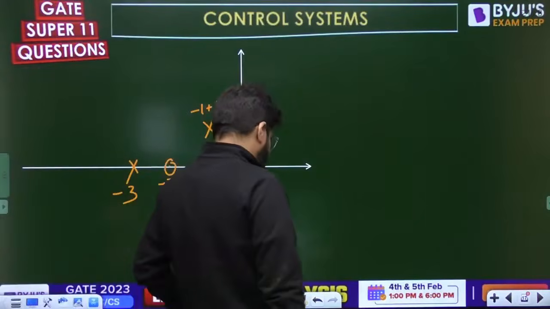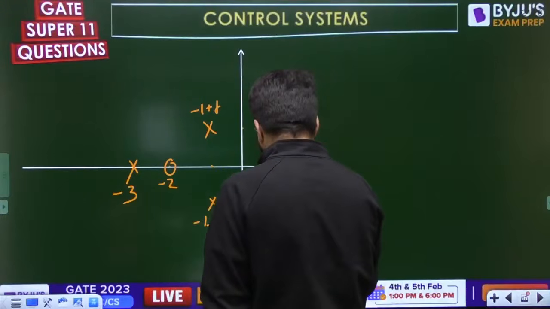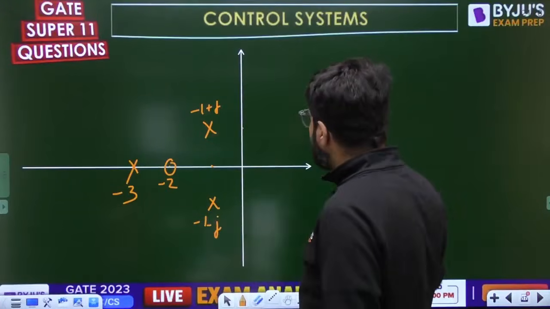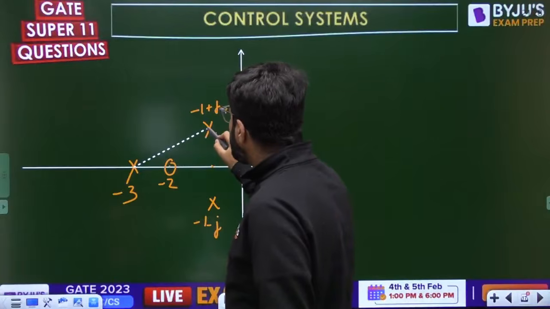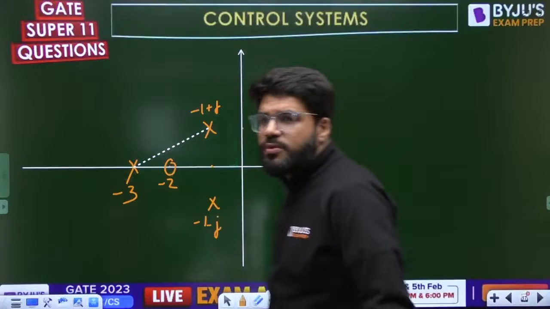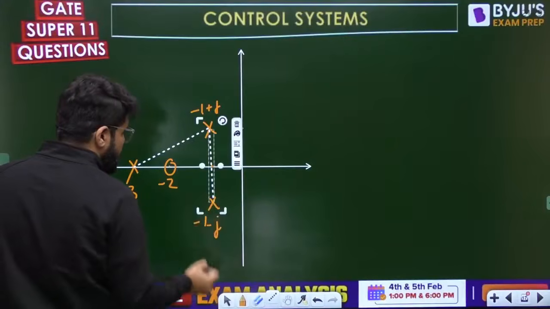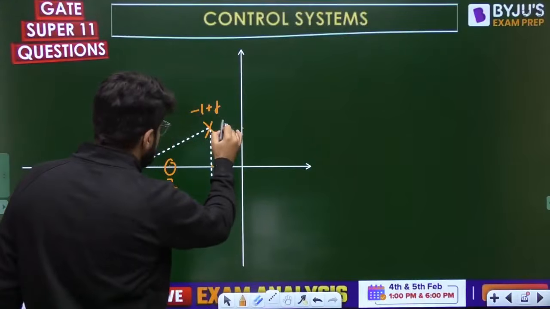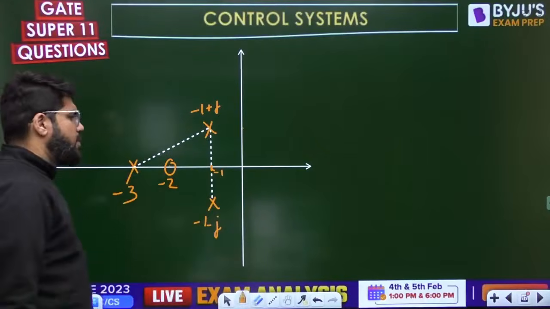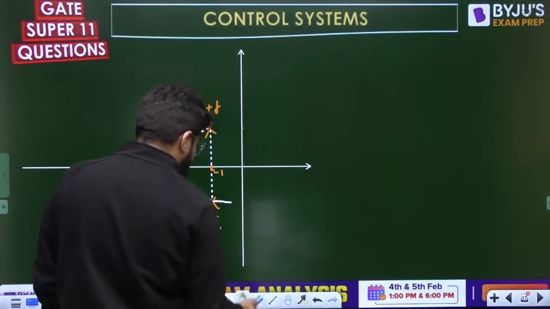First of all, guys, let us say that I am calculating the angle of departure for the pole -1 plus j. What I will do is join this pole. You can go by the formula also, angle GSHS equal to 180 degree or -180 degree, but this is very simple actually if you do it by geometry. Join this pole with respect to all other poles. First, calculate the angle that it subtends with respect to the poles.